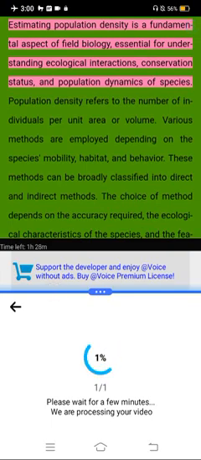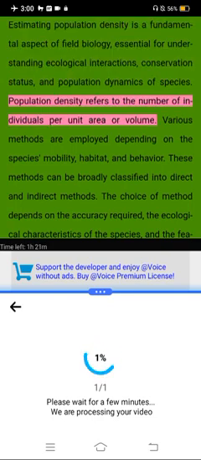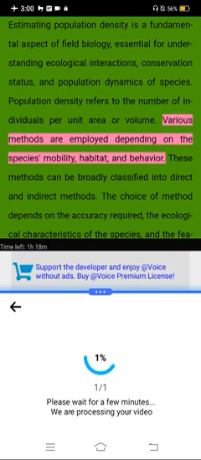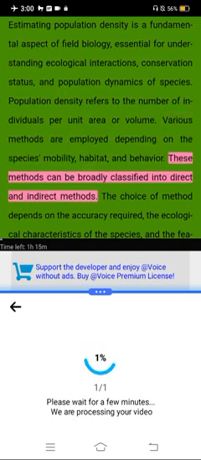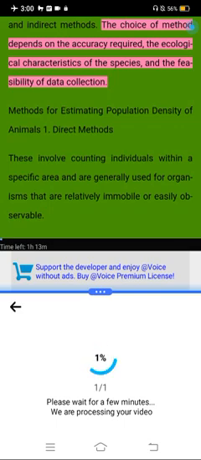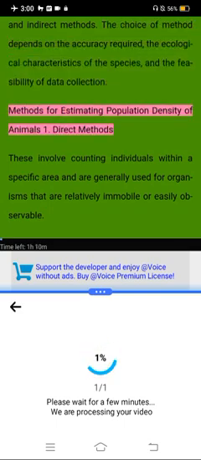Estimating population density is a fundamental aspect of field biology, essential for understanding ecological interactions, conservation status, and population dynamics of species. Population density refers to the number of individuals per unit area or volume. Various methods are employed depending on the species' mobility, habitat, and behavior. These methods can be broadly classified into direct and indirect methods. The choice of method depends on the accuracy required, the ecological characteristics of the species, and the feasibility of data collection.